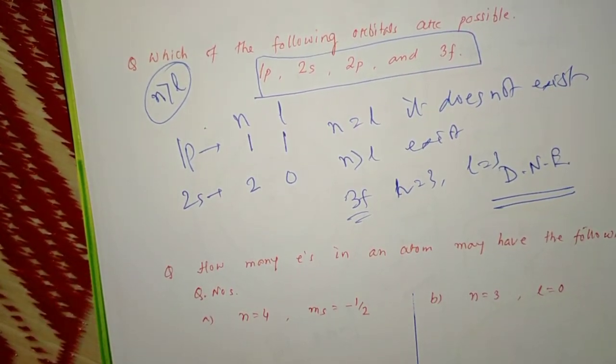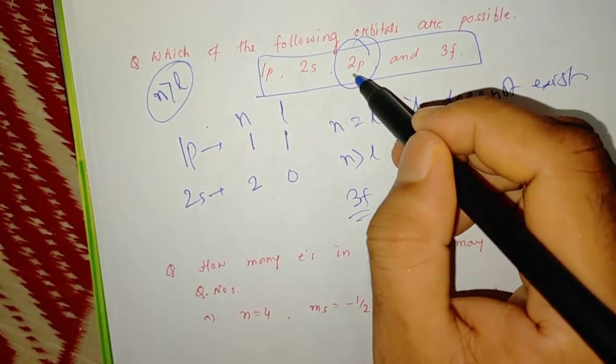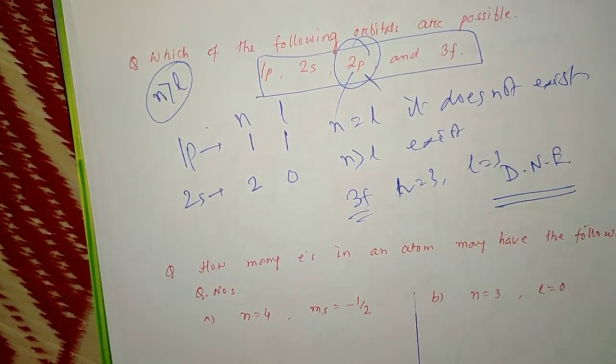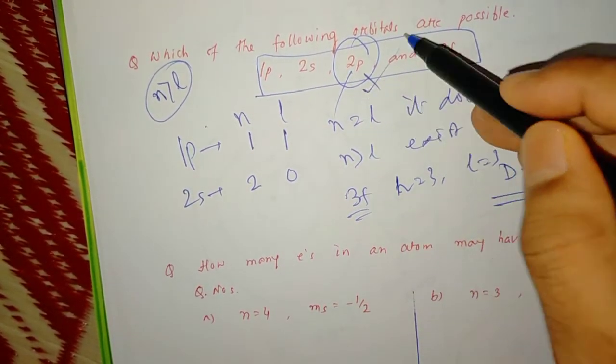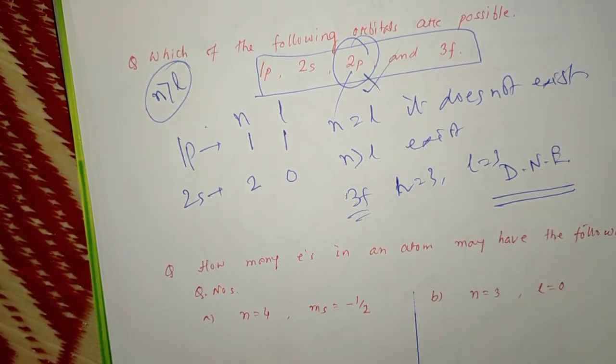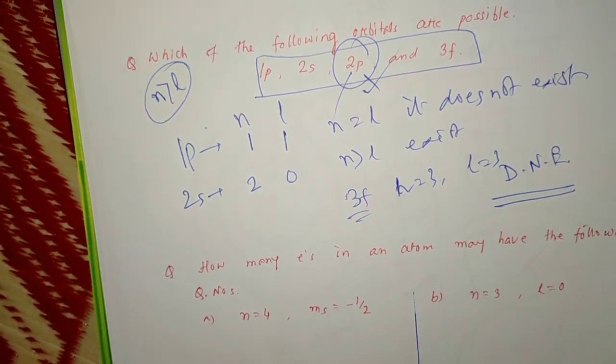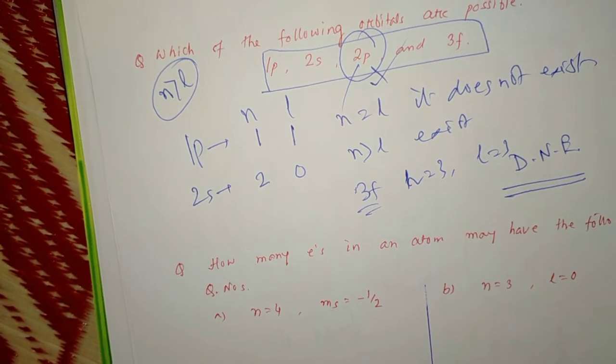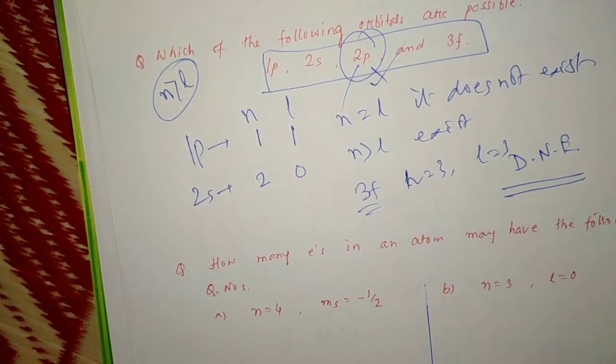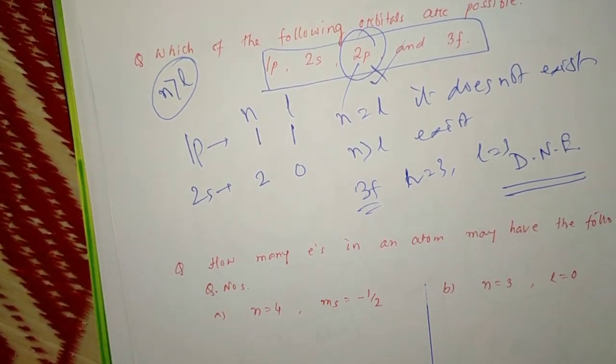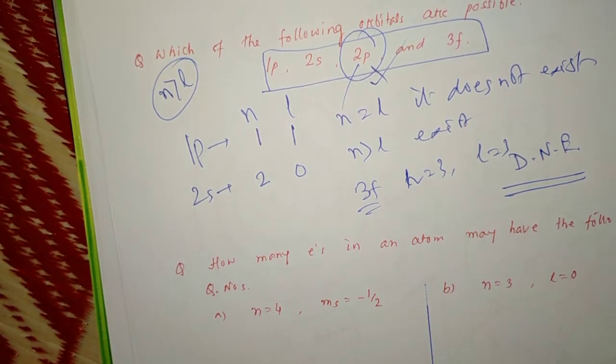For 2p also you can check it. The value of n is 2, the value of l is 1, so it exists. Like that, you need to solve lots of problems regarding quantum numbers. Am I clear on all these things, students? If you have queries, you have to ask.